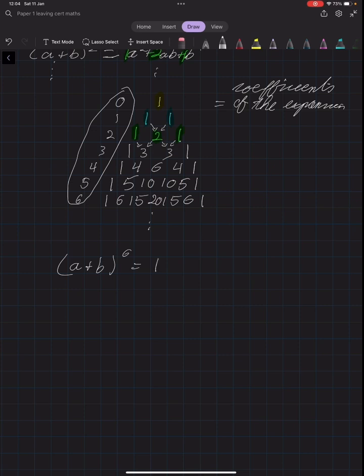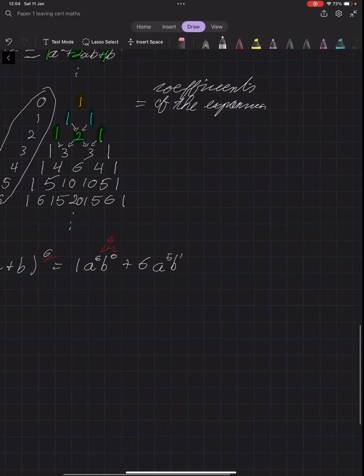That's 1, a to the power of 6, b to the power of 0. And notice, if you add these 2 powers together, you always get 6, which is what it needs to be. The next number is a 6, so it's plus 6 a to the power of 5, b to the power of 1. Again, 5 plus 1 is 6. It'll always add up to 6. The next one is 15, so it's plus 15 a to the power of 4, b to the power of 2. The next one is 20, so it's plus 20 a cubed b cubed.